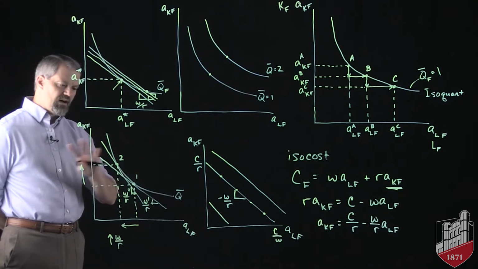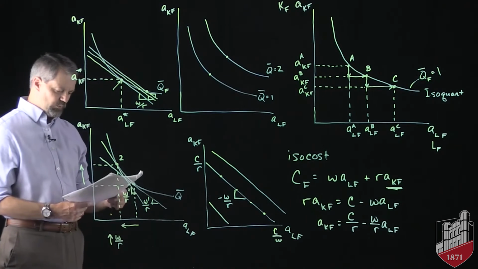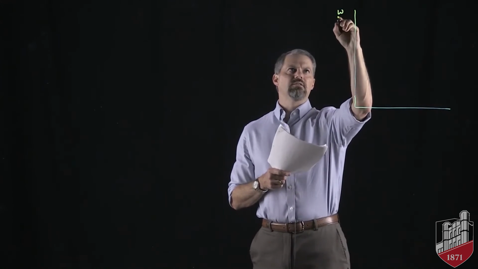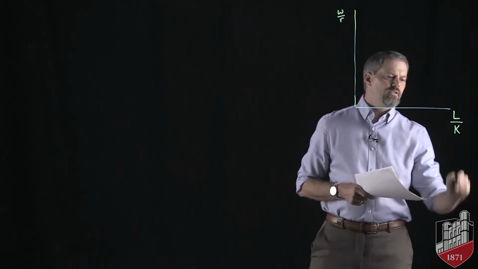So what we need to do now, I need to clear the board and then we'll work with this and see what we've got. What we want to do now is look at the relationship between the relative wage and the relative amount of labor and capital that's used in food production. So let's draw a new picture here that's going to summarize what we saw on the previous picture. On our vertical axis, we're going to have the relative wage, W over R. On our horizontal axis, we'll have the relative amounts of labor to capital that's used to produce food.